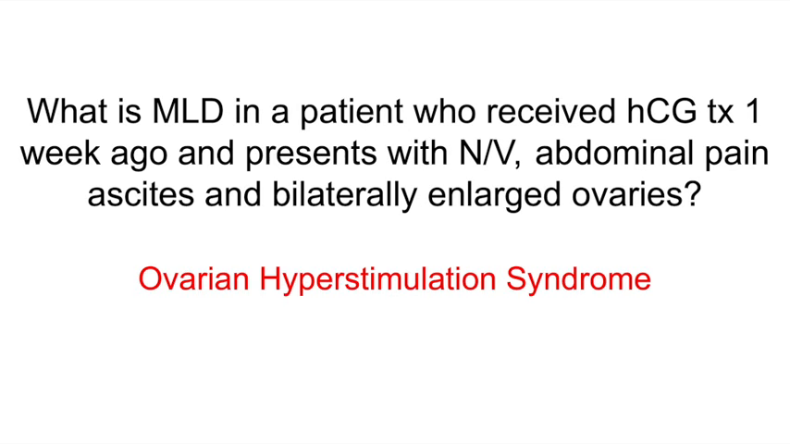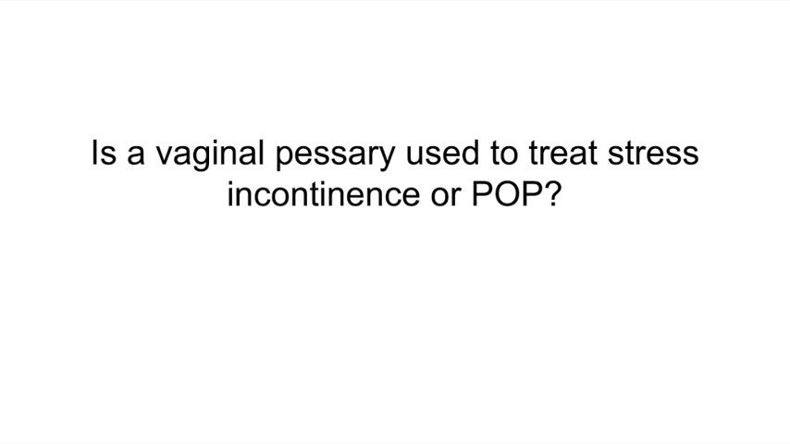treatment for infertility. Is a vaginal pessary used to treat stress incontinence or pelvic organ prolapse? Pelvic organ prolapse. Other treatment options for pelvic organ prolapse include weight loss, pelvic floor exercises, and surgical repair.